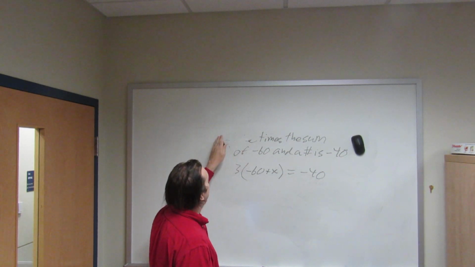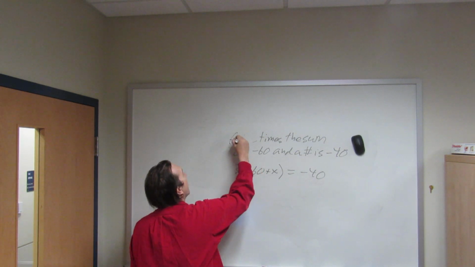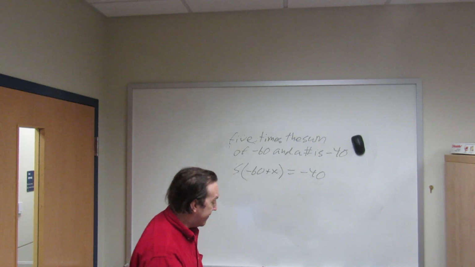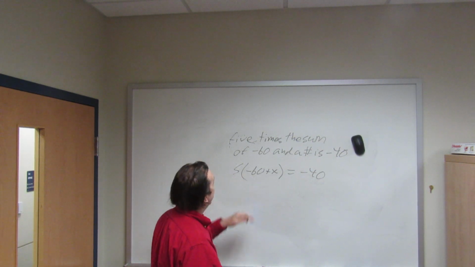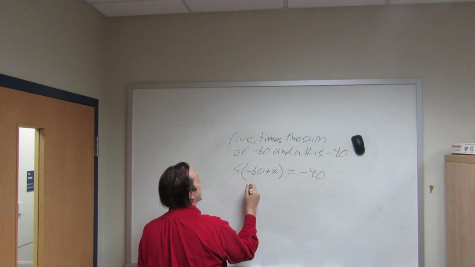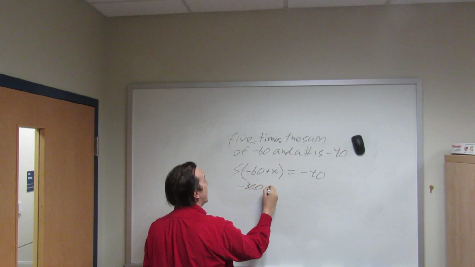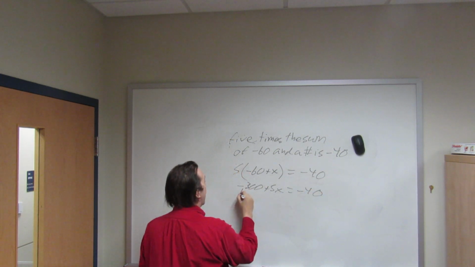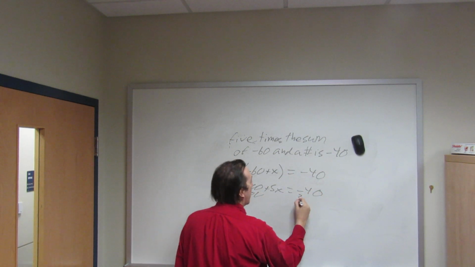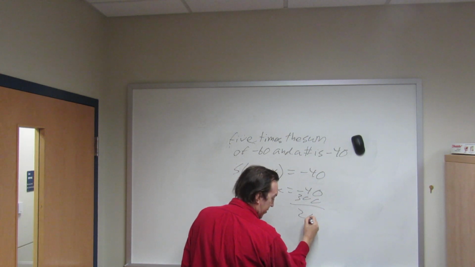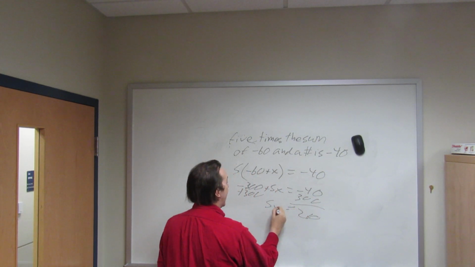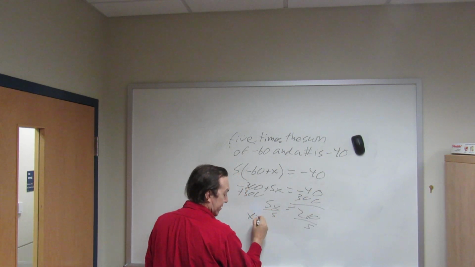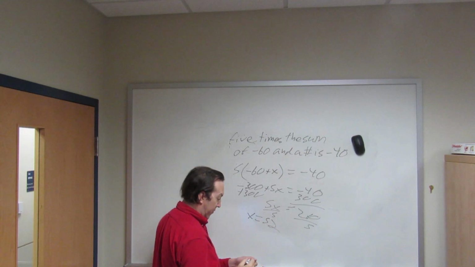actually let's change this to a 5. That way it'll come out evenly. Okay, so 5 times negative 60 is negative 300 plus 5x equals negative 40. Add 300. We get 260 equals 5x. Divide both sides by 5. X equals 52.